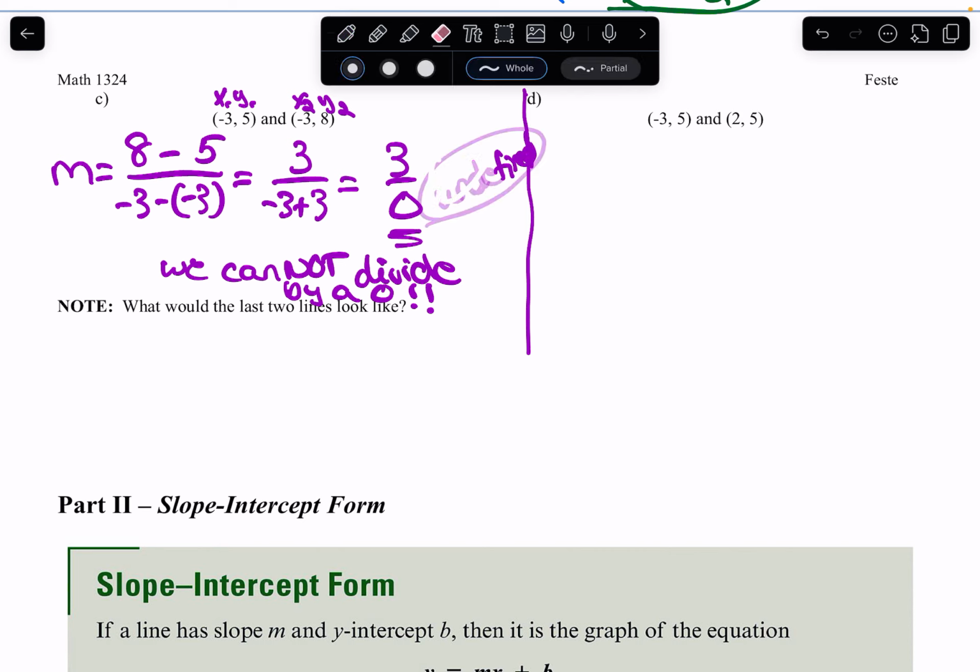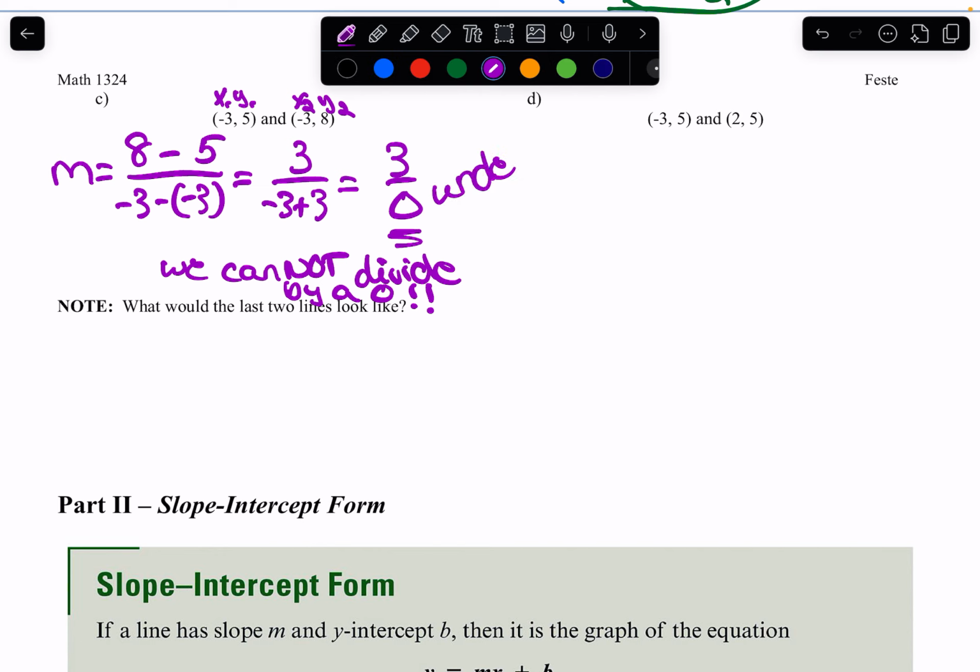I drew a line and then I go over it. Undefined, because we are dividing by a 0.